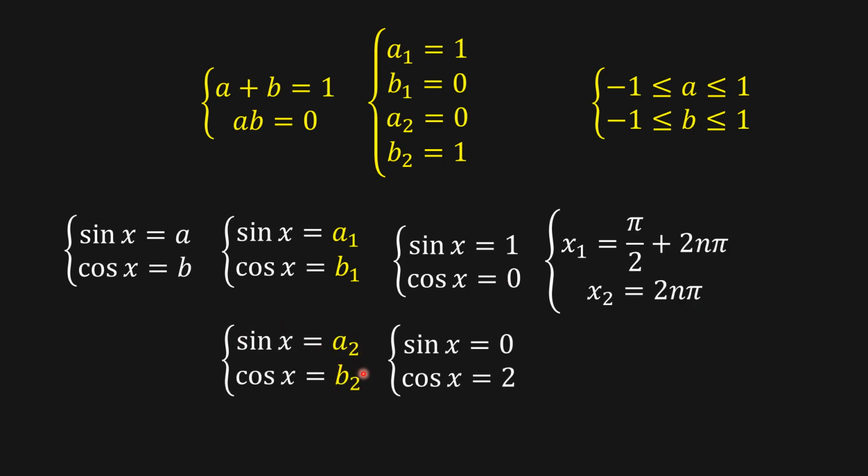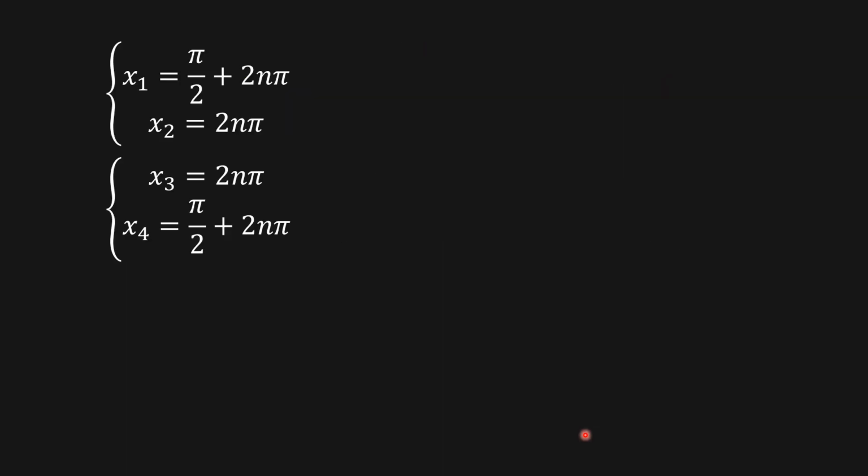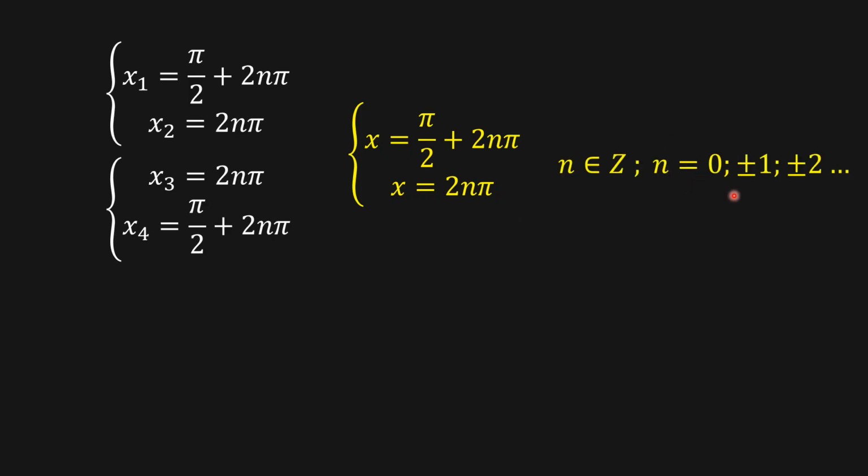We're going to have then sine x equals 0 and cosine x equals 1, and then we have this one here. As you can see, these solutions are the same, right? Just the numbers change here. So this means that we can conclude that the only solution for our problem is this one. So we have this solution, where we can have x equals pi over 2 plus 2nπ, or x equals 2nπ, where n belongs to the integers.